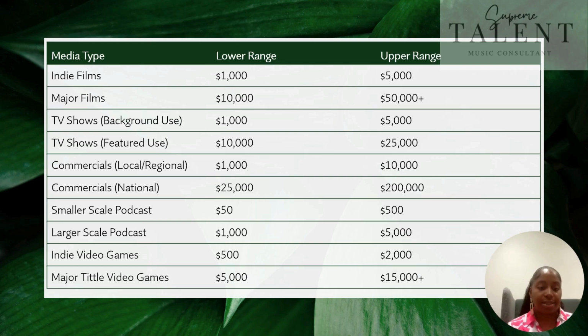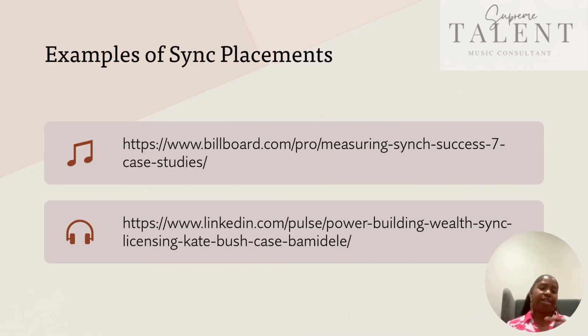All right, so for the examples of sync placements, these are just a couple of case studies. This is really talking about the power of sync placement. I talked a little bit about Stranger Things and how they used Kate Bush's Running Up That Hill, which, like I said, earned $2.3 million from streaming and made it the most streamed song in the world. So that article is there if you want to dive a little more into that.